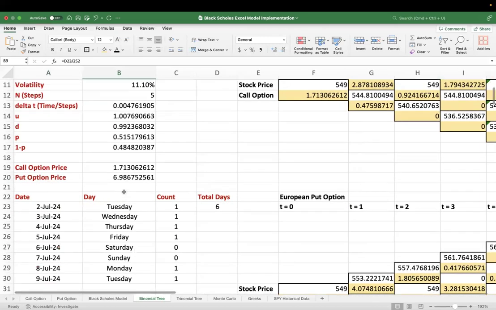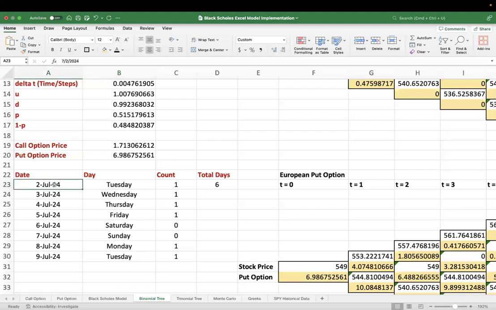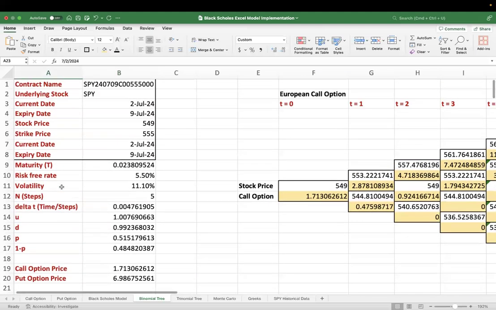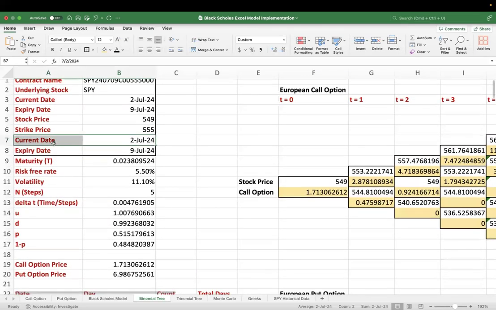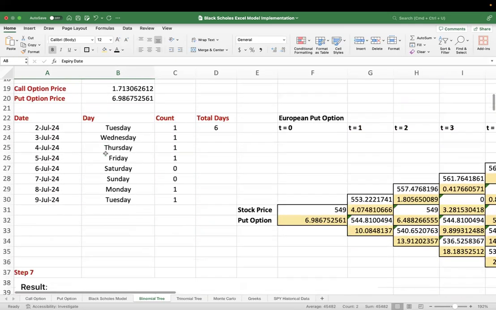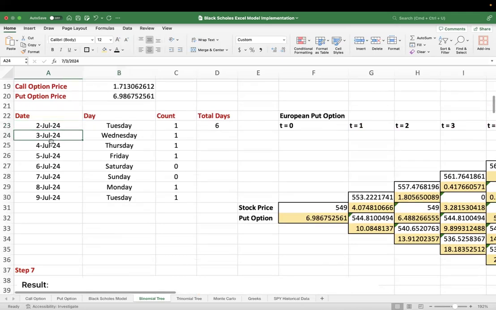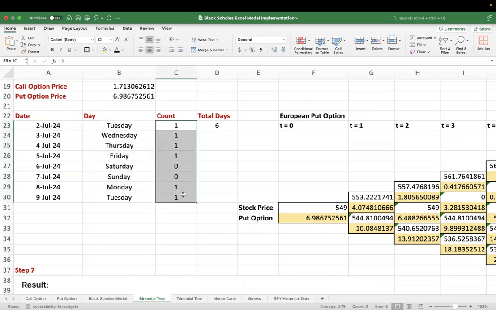So this was our starting day, right? If you see, 2nd July is the current date, and it's expiring on 9 July. So this is 2nd July, 3rd July, 4th July, up till 9 July. What I'm trying to do is calculate the number of trading days. So how many trading days are there? There are a total of 6 trading days.